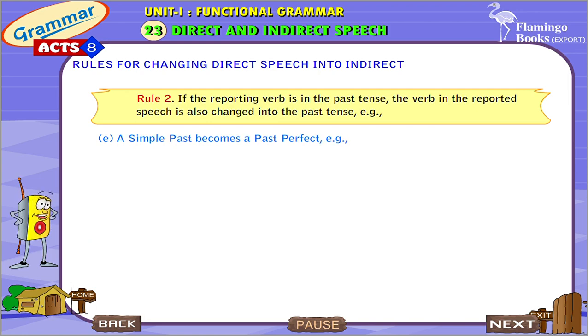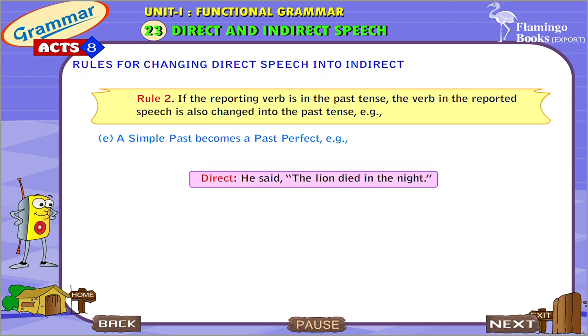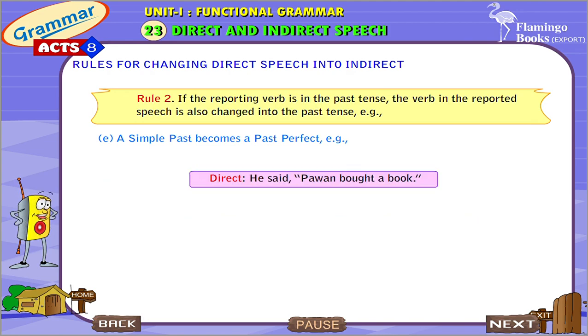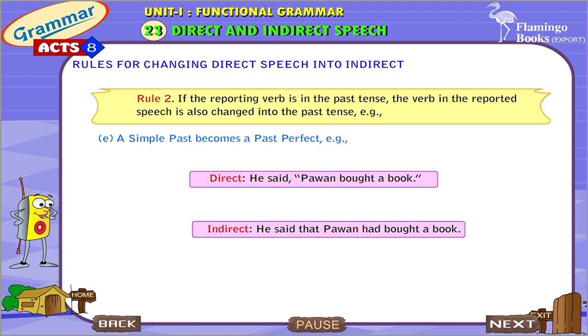Simple past becomes past perfect. Example: direct: He said, "The lion died in the night." Indirect: He said that the lion had died in the night. Direct: He said, "Pawan bought a book." Indirect: He said that Pawan had bought a book.